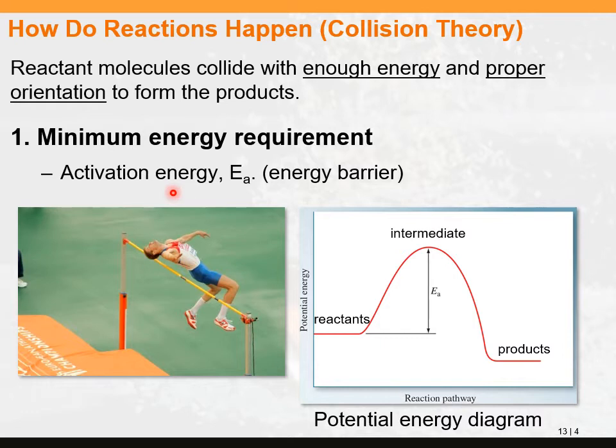The magnitude of the activation energy can be shown in a potential energy diagram. The vertical axis shows energy, and the horizontal axis shows the reaction pathway or progress. Reactants are on the left side, and the products are on the right-hand side, separated by the intermediate states. Activation energy is the barrier between the reactants and products, and its value is the difference between the energy of the intermediate state and the energy of the reactants.